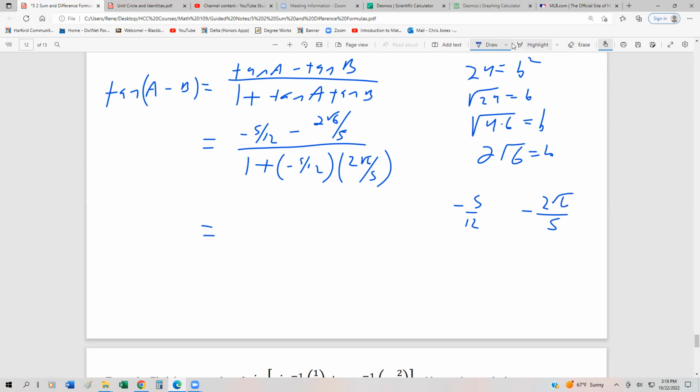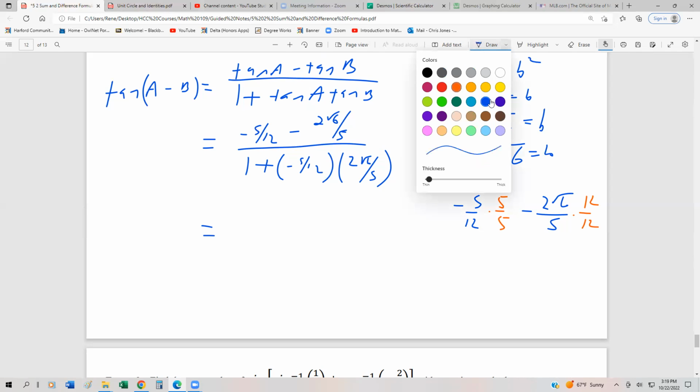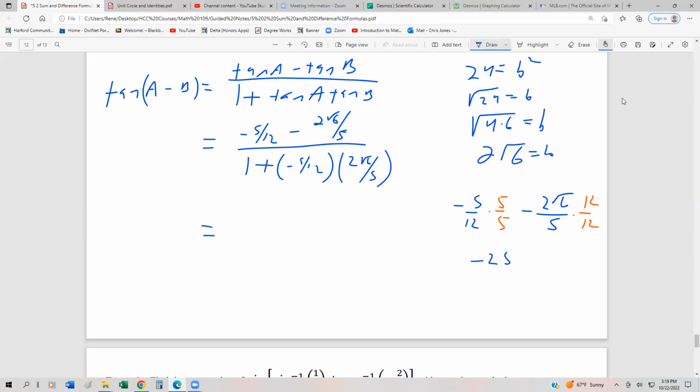What I'm going to have to do is multiply to get to 60. So I'm going to multiply this by 5 over 5, and this one by 12 over 12. And so what that'll work out to be, after our common denominator, is negative 25 minus 24 roots of 6 divided by 60 in the numerator. Excuse me. So that's going to be negative 25 minus 24 roots of 6 divided by 60.